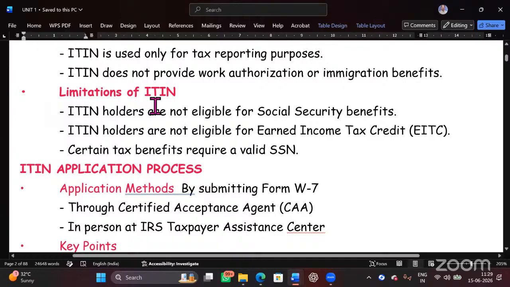ITIN holders are not eligible for social security benefits. I already told you in the previous class, certain types of credits can be enjoyed by the taxpayer only when that person has a social security number. Simply having an ITIN, the taxpayer cannot enjoy all types of tax benefits. Very important point. It will be covered under the head of credits while studying Schedule 3 very clearly.